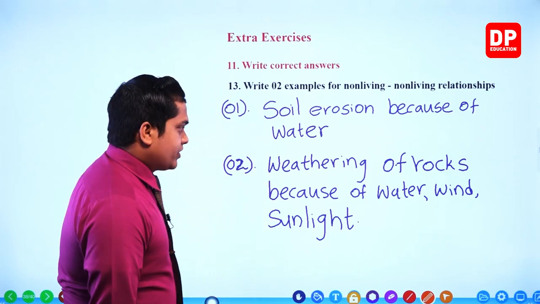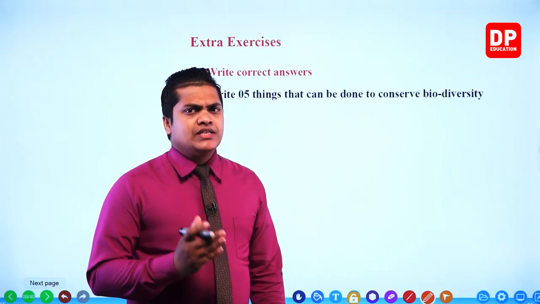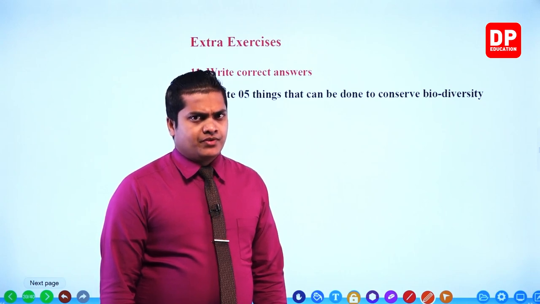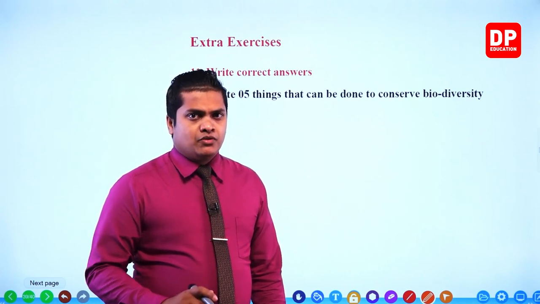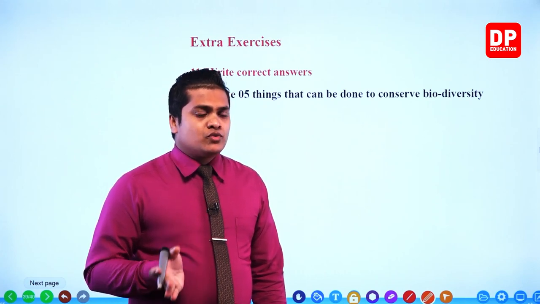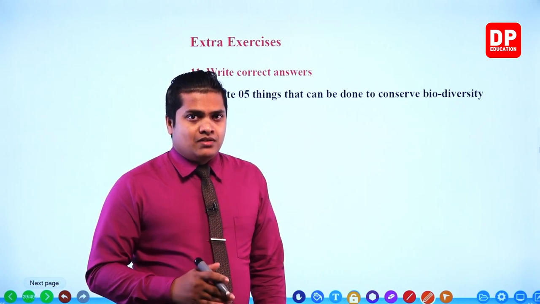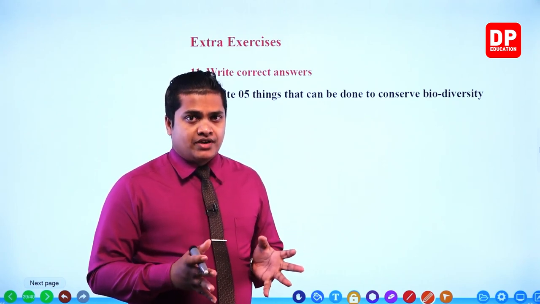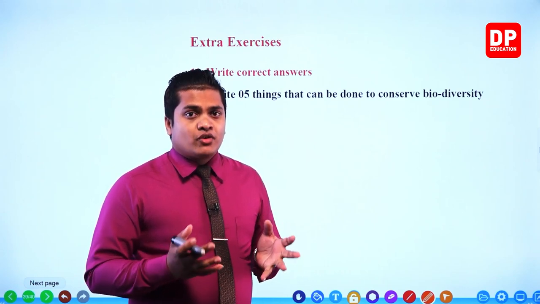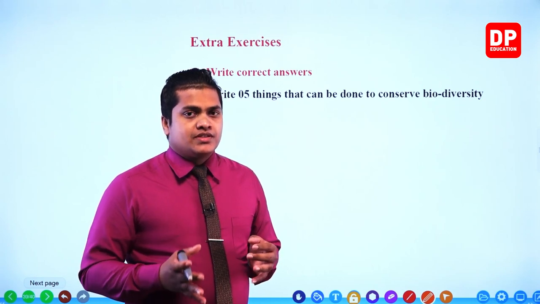Okay. Then the next question, my dear children. Question number 14. Write five things that can be done to conserve biodiversity. Now this is very important. How can we conserve biodiversity? First and foremost is to protect our environment by reduction of environment pollution. Reduction of environment pollution can be done in several ways: reduction of greenhouse gases, reduction of improper settlements, avoiding disposing garbage to the environment. Then, my dear children, reforestation.